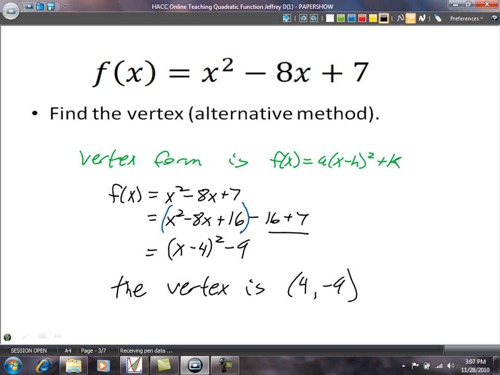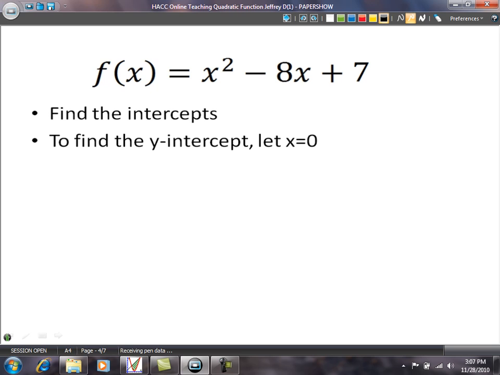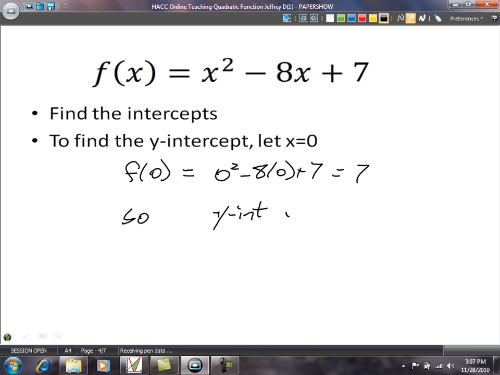And then once you have the vertex, if you have the intercepts, then you can sketch the graph. Remember, to get the y-intercept, you let x be 0. So the function value at 0 is going to be 0 squared minus 8 times 0 plus 7, which is just going to be 7. So the y-intercept is going to be (0, 7).